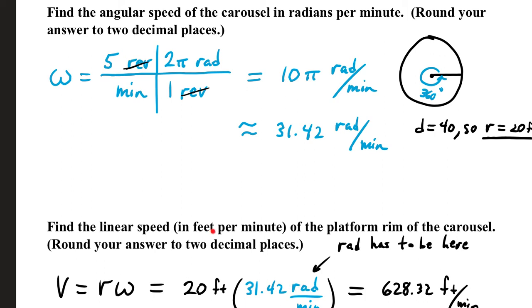We're asked to find the linear speed in feet per minute, so the radius is in feet. The time component of our angular velocity is minutes, so that's going to work well. 20 times 31.42, that's 628.32 feet per minute.